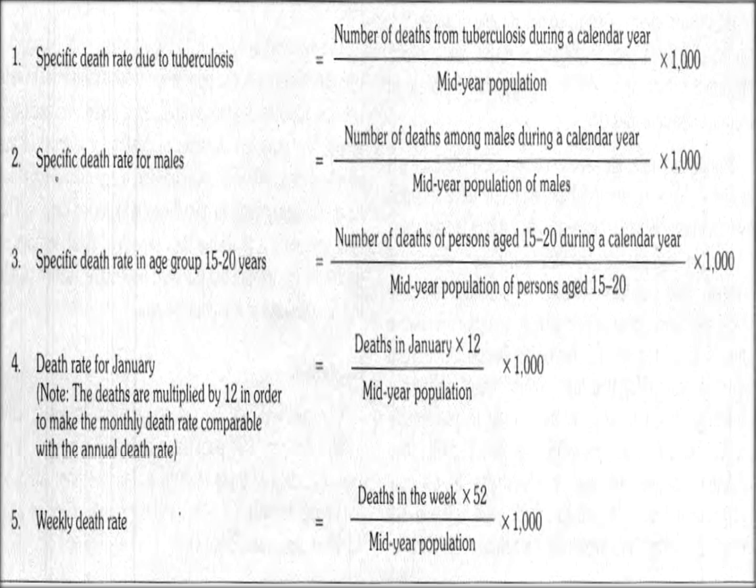Suppose we want to find out the death rate among people aged 15 to 20 years. We take the number of deaths of persons aged 15 to 20 during the calendar year in the numerator divided by the mid-year population of that particular age group, here the 15 to 20 group, multiplied by 1000. So when we are focusing on the cause specific or disease specific or etiology, we have to use specific death rate.